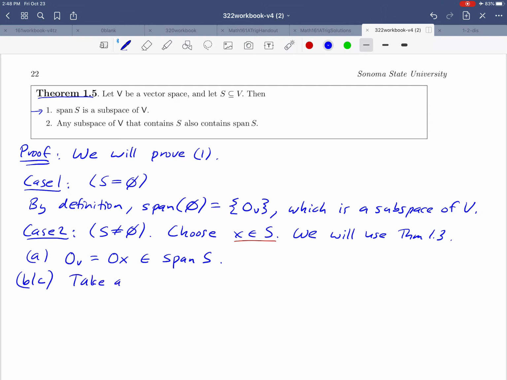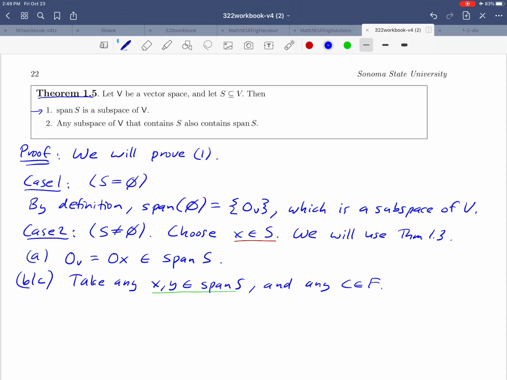So we'll start with any vectors x and y in the span of S. Okay, and we'll take any scalar c in our field. Okay, and before we get rolling with the proof, it would be helpful to think about what it means for x and y to be in the span of S. That's kind of our starting assumption here.